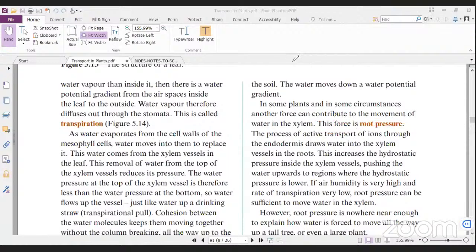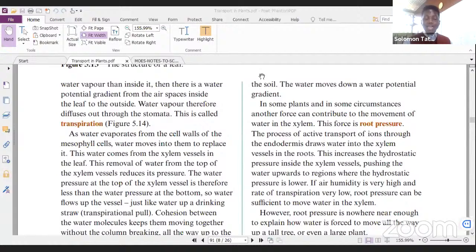It is generated by the root of some plants, which pushes water and mineral salts up the xylem. Thank you, Patricia. Good job. Yes, root pressure is the pressure generated by the roots to push up the contents from the roots to the leaves.